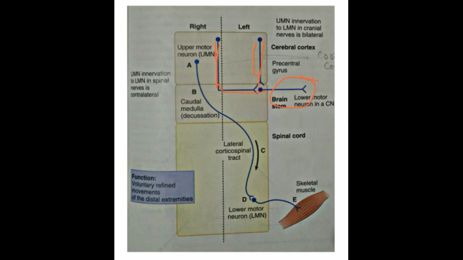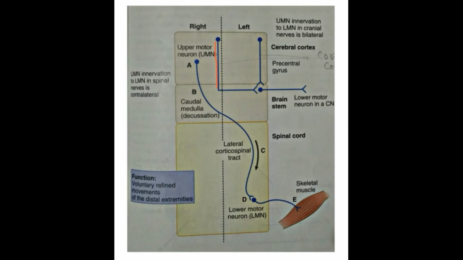Upper motor neuron innervation to lower motor neuron in spinal nerves is contralateral. That is, as you can see, the right side upper motor neuron innervates the lower motor neuron present on the left side. There is crossing over of upper motor neuron at the medulla.